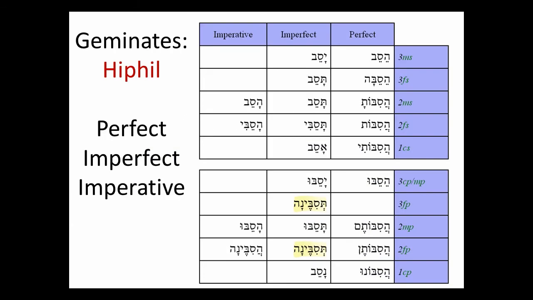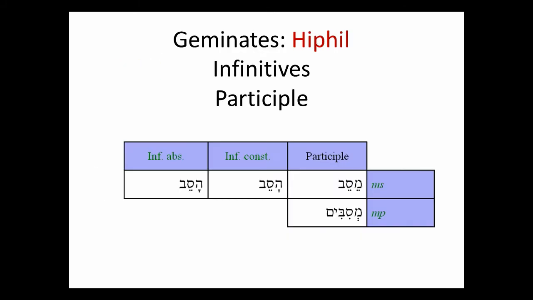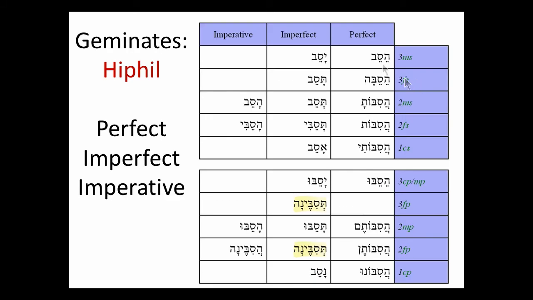What about the hifil? Well, in the perfect, we have, as we would expect in a hifil perfect, now catch what I'm saying, we have a hey prefix with I-class vowel. Right there it is. Hey prefix with I-class vowel. So you notice, again, in this case, we don't have any doubling here, but we have tsera tsera.